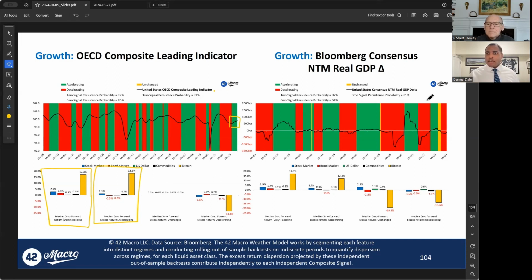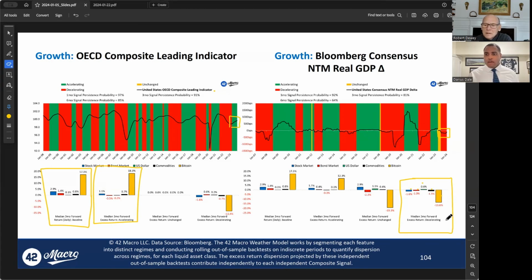Conversely, when you look at the right side of the page, we're in a decelerating regime for the real GDP growth delta. And so we're adding this particular back test to those composite signals in the middle of the previous page. Right now, when you see a negative delta for real GDP growth, you typically are contributing negative excess returns to the stock market, the bond market, commodity market, and crypto market, and positive excess return to the dollar.